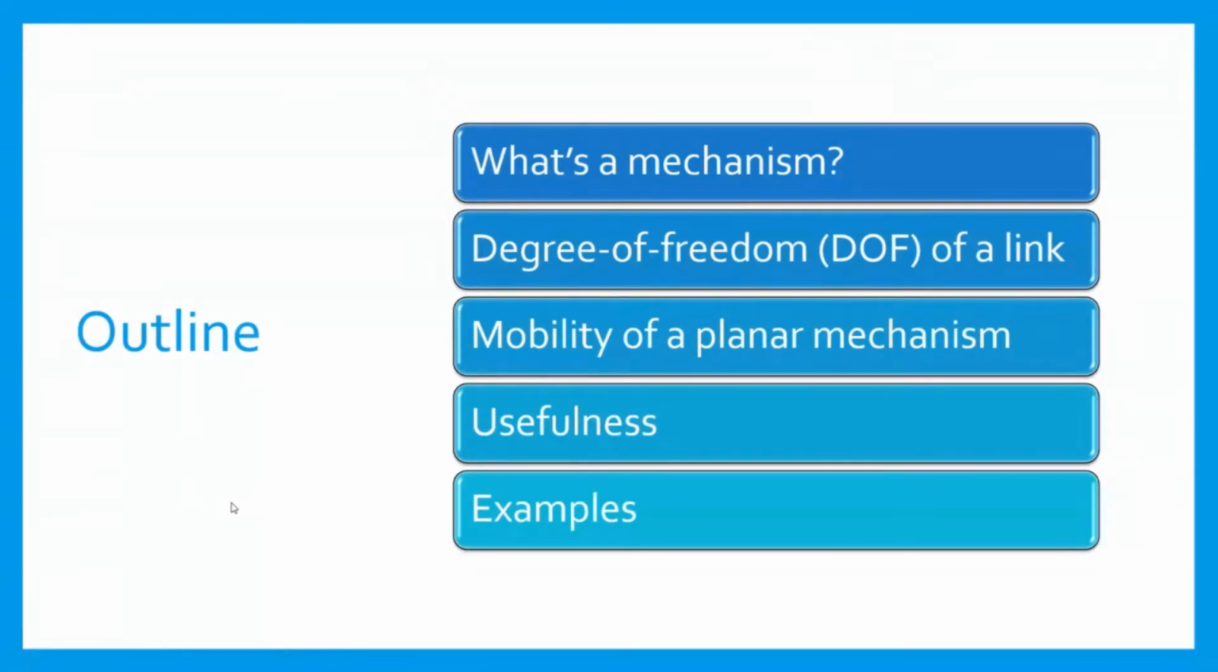But what's after this number? What does this number mean? If at the end I get M equal to 2, what does that mean? If I have a negative number, what does that mean? So in this fourth part, we are going to try to interpret the meaning of the mobility value.